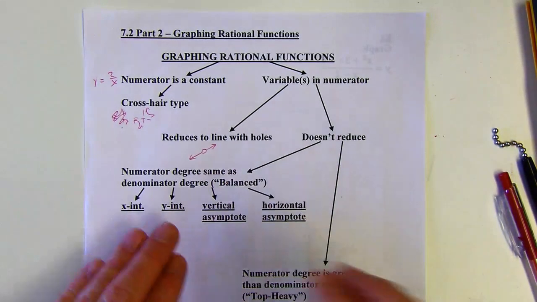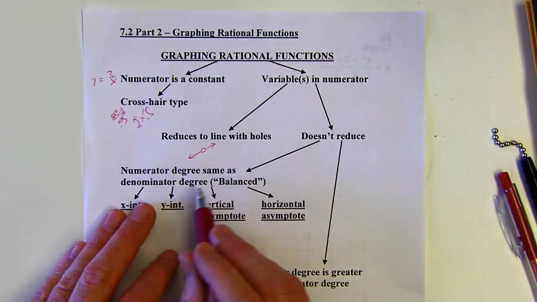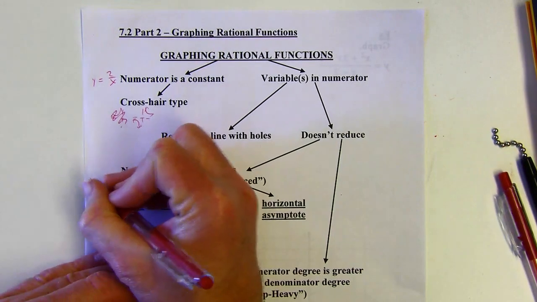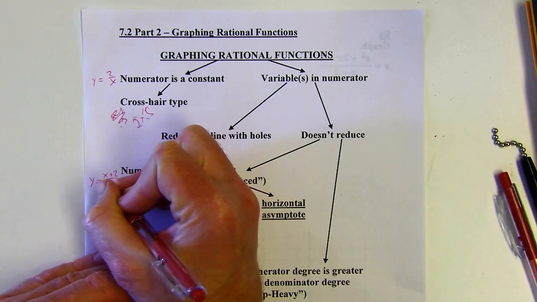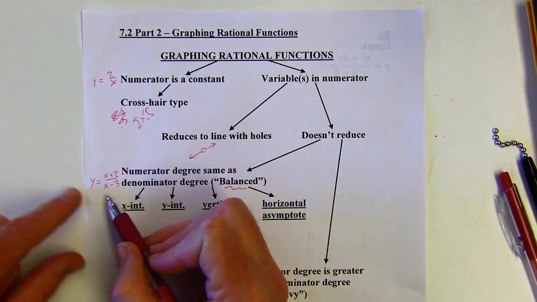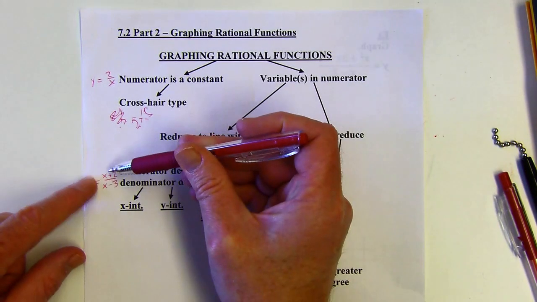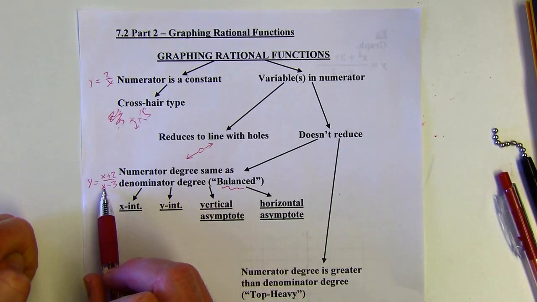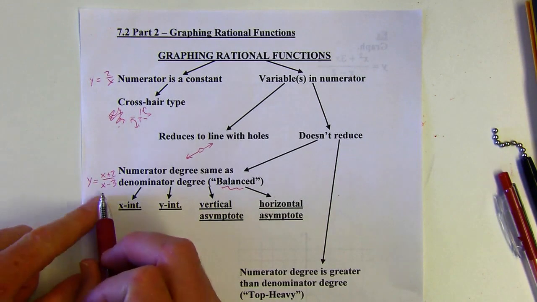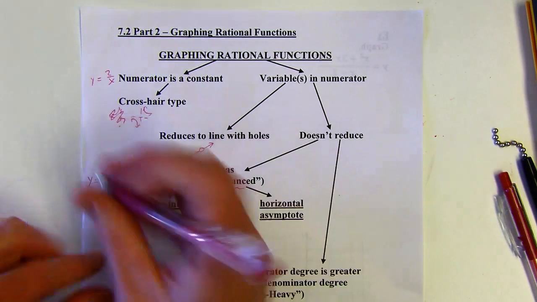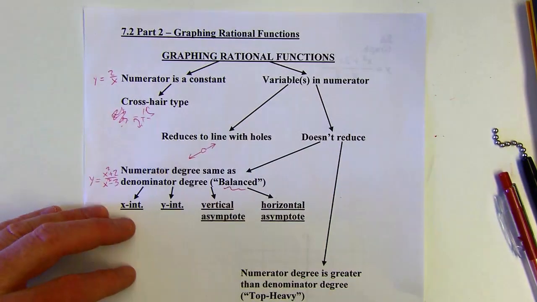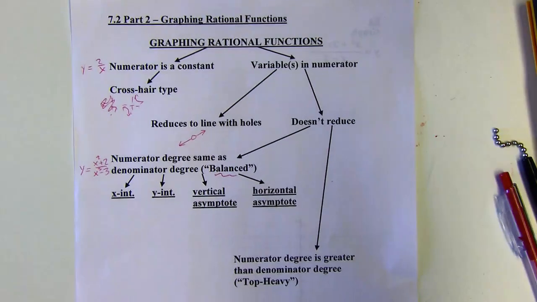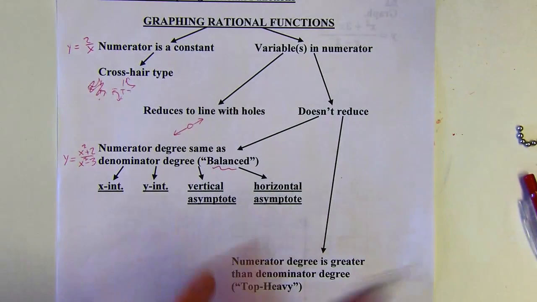Okay. So the first type is when the numerator degree is the same as the denominator degree, and I call that balanced. So if I had something like this, for example, then the top has a degree of 1 because it's x to the first, right? And the leading term in the denominator is also 1. So first degree, or if you had x squared and x squared, something like that, that would also be what I call balanced, okay?